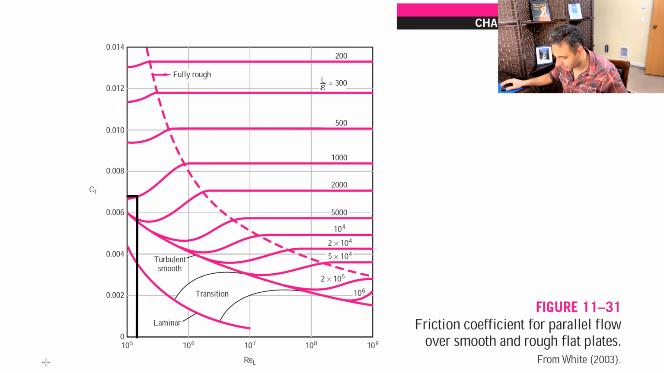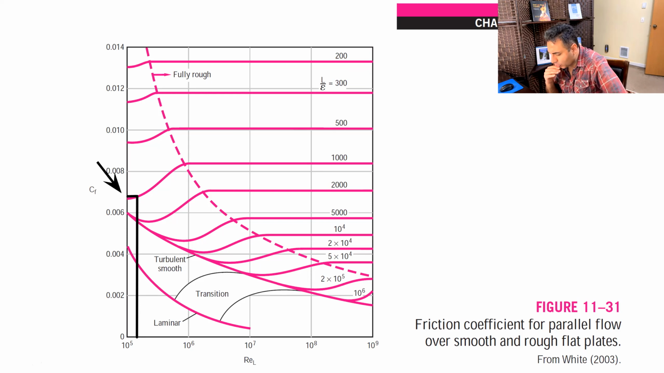So this would be the value. This, in fact, would be the value for the friction coefficient in this case. So what value do you guess here? I guess the value that I can see here is somewhere around 0.007, a little below 0.007.